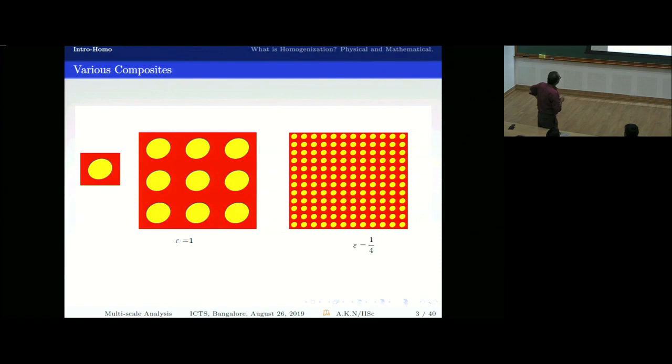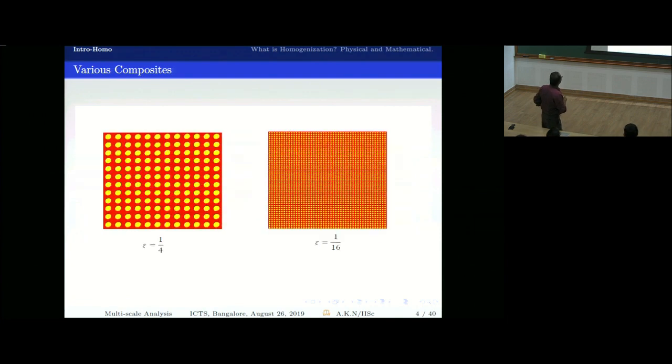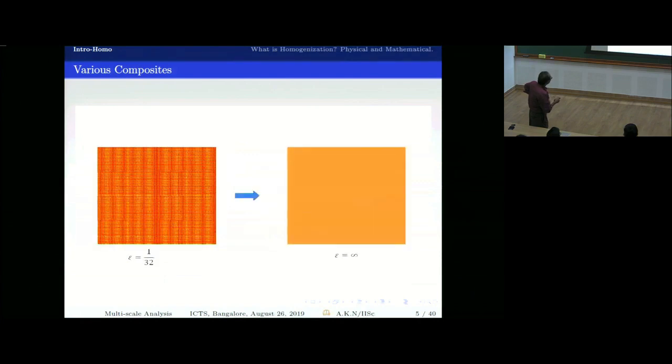Instead of distributing it in one period cell with epsilon equal to one, the same total amount of yellow material is distributed in so many places. The total amount of yellow is the same as here. It's not changing, but you have a different distribution of the material. This is a microstructure. When you make epsilon smaller and smaller, say epsilon equal to 1/4, the material is changing. In the end, it looks like one material, and you don't see the two materials.